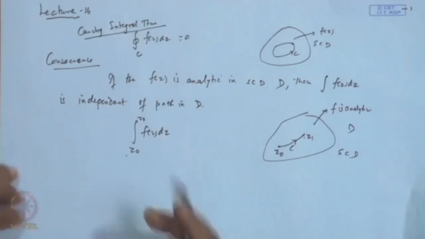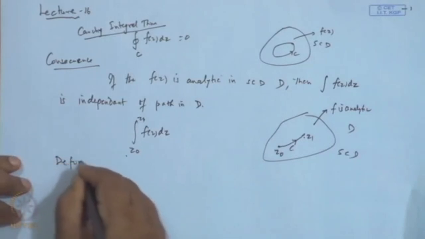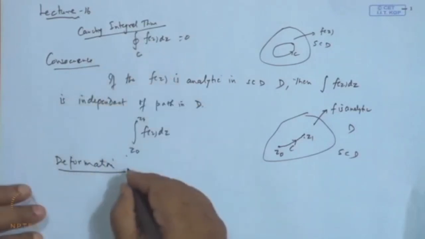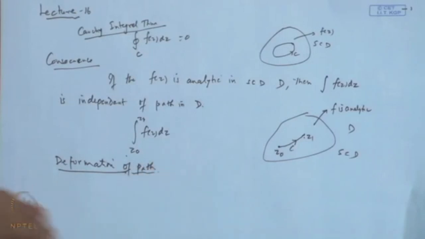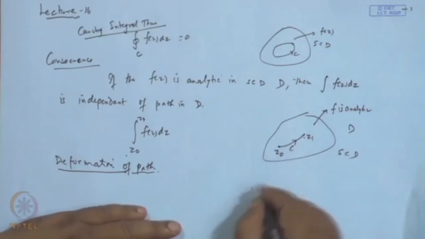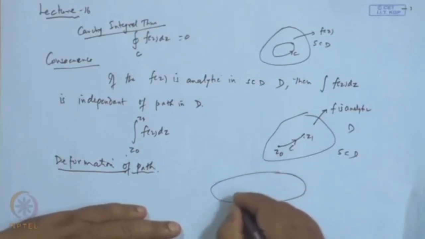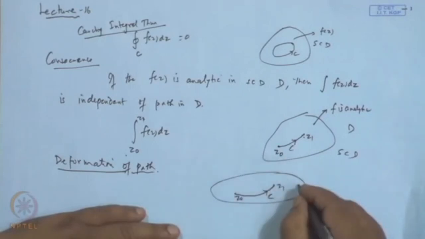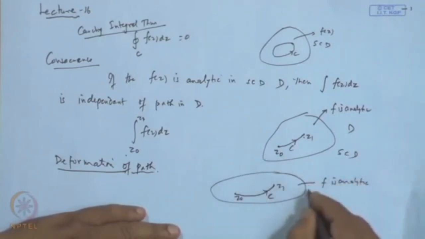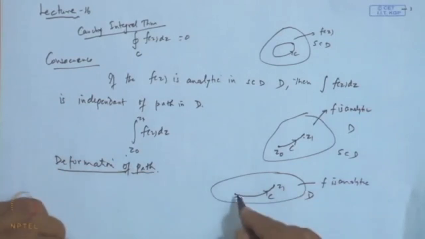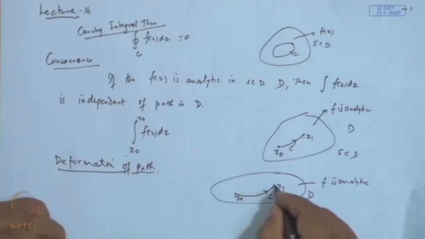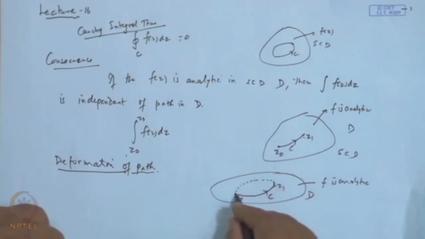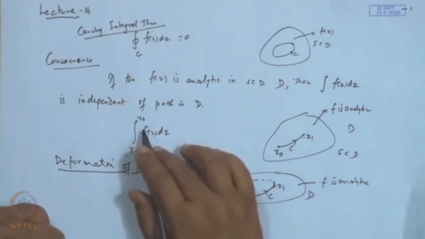Further, deformation of path is also another use of the Cauchy integral theorem. One can derive deformation of path. Suppose z0 and z1 are the two points, and this is the path of integration C. Since function f is analytic inside this simply connected domain D, the value of the integral of f(z) dz depends only on the points z0 and z1, independent of the path. It means if we take any other path joining z0 to z1, the value of the line integral will not change.